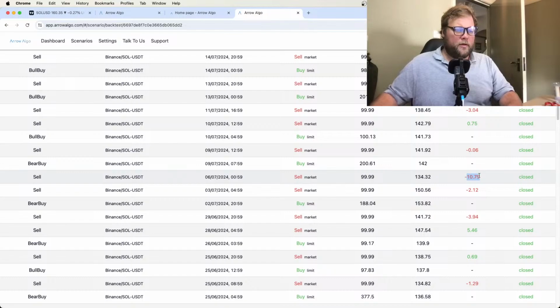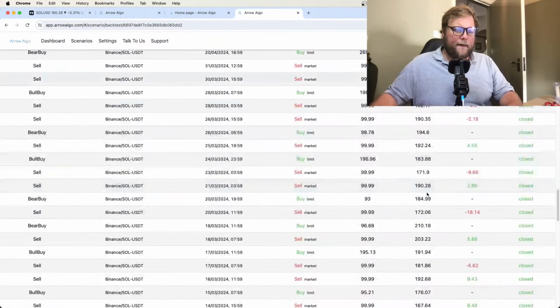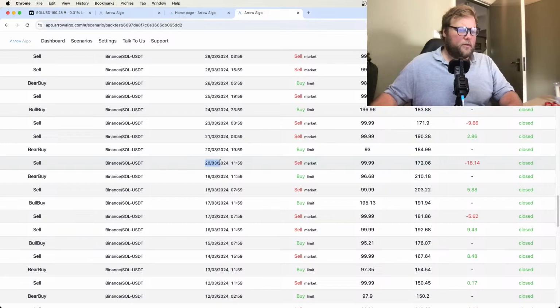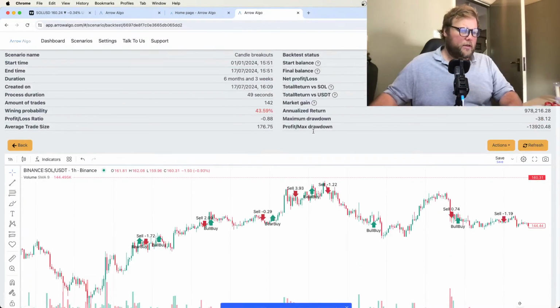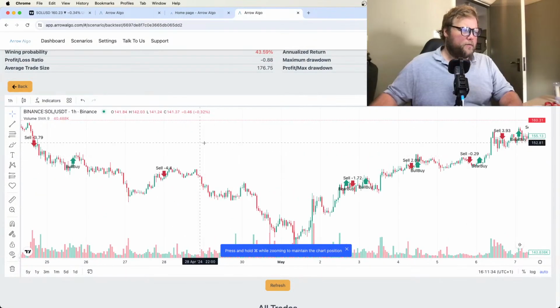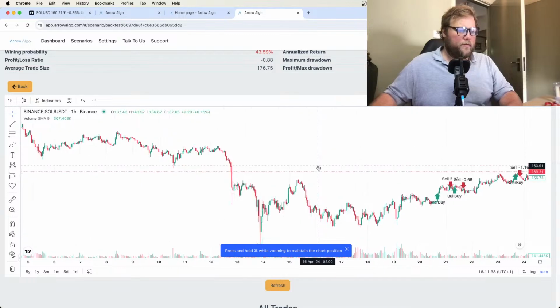And we've got a couple of big losses in here as well. So 10% on the 6th of July, 18% on the 20th of March. So let's see what we can do to filter out some of these big losers. Work out first of all why they're losing, and then come up with a theory for some new rules.